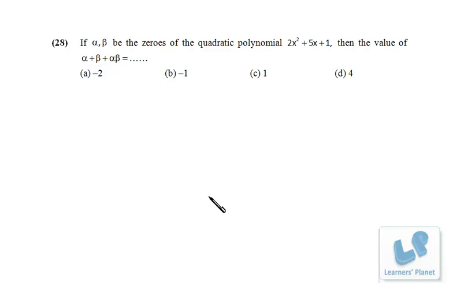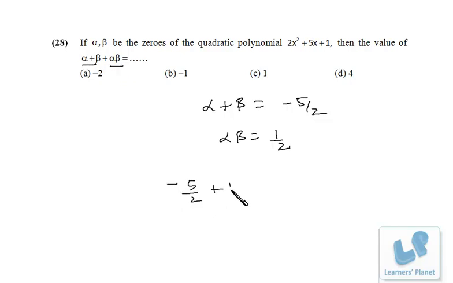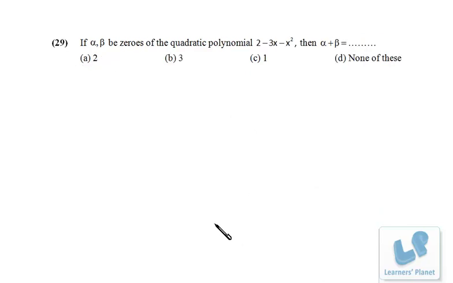Now similarly we can try this question. Alpha beta be the zeros, so alpha plus beta is what? It's minus 5 by 2, and alpha beta is 1 by 2, right? We have to find the value of this expression. Put the value of alpha plus beta and alpha beta, it's minus 5 by 2 plus 1 by 2, that's minus 4 by 2, that's minus 2, right? Now in this case, alpha beta be zeros of the quadratic polynomial, then alpha plus beta is what?